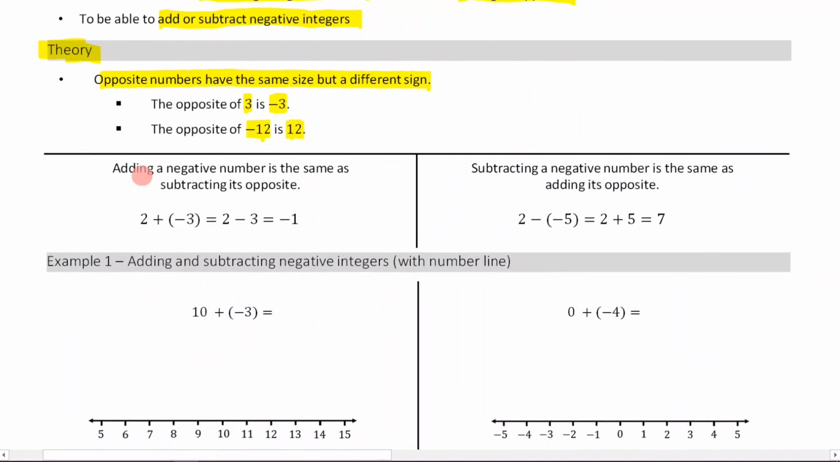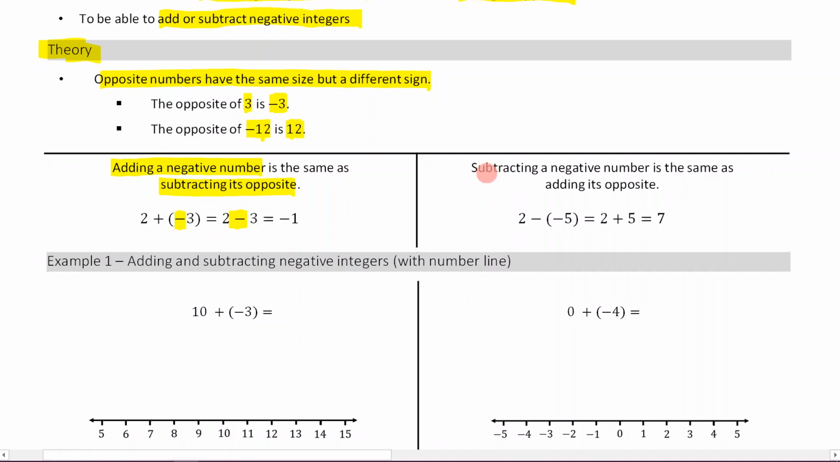Let's now look at these. Adding a negative number is the same as subtracting its opposite. So here, 2 plus -3 is the same as 2 minus 3, which is equal to -1. The way I like to think about it is that this negative overpowers the plus here, and it kind of wins the battle, and now it's 2 minus 3.